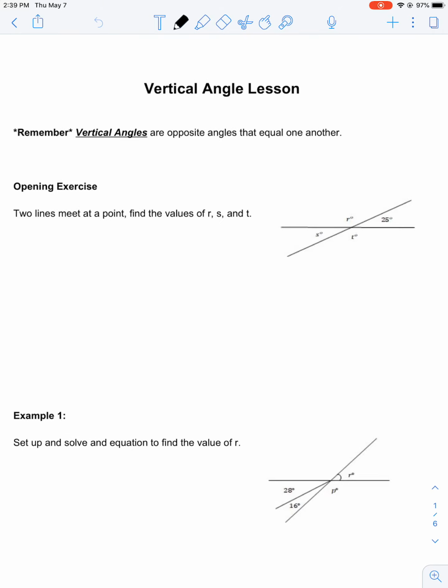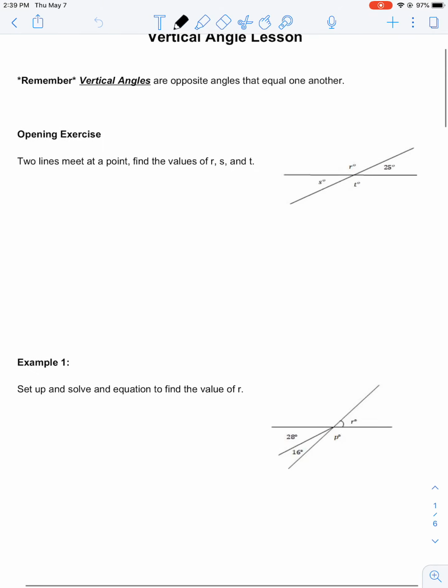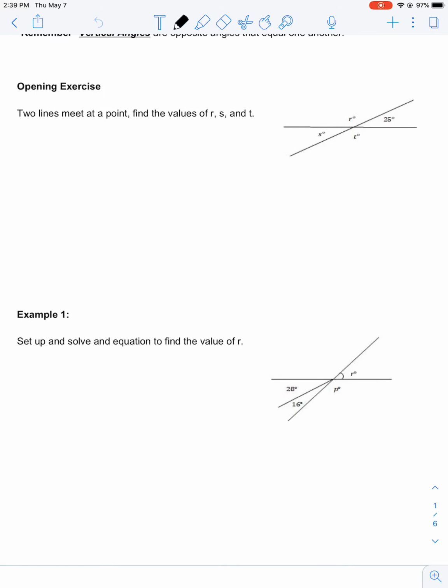Let me just bring this up just a little bit. Because they are vertical angles, they are equal to one another. So these two here are equal to one another. Therefore, S equals 25 degrees. Because S equals 25 degrees, we can then say that this is our straight line.